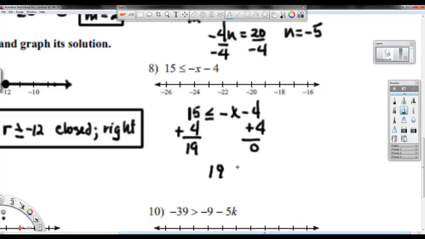So now 19 is less than or equal to a negative x, or negative x is greater than or equal to 19, right? Now I need to divide by a negative 1. You can't leave this x as a negative number. It has to be a positive number. So I divide each side by a negative 1, and doing that, this is going to switch directions. So now I have x is less than or equal to negative 19. There's my negative 19. It is closed. And now less than points to the left. All numbers on the left are smaller. So there's where my inequality goes as far as the graph.